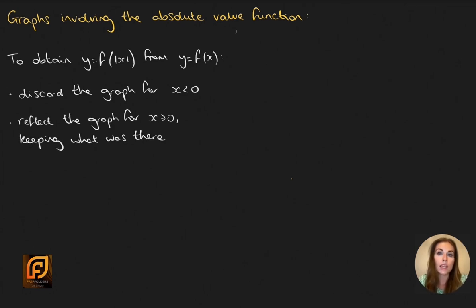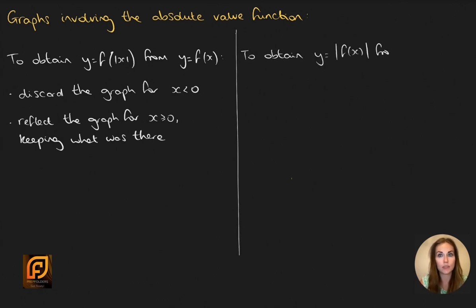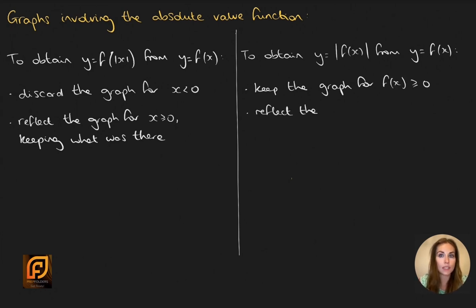To graph y equals the absolute value of f of x from the graph of y equals f of x, we keep the graph for f of x greater than or equal to 0 and reflect the graph in the x-axis for f of x less than 0, discarding what was there.